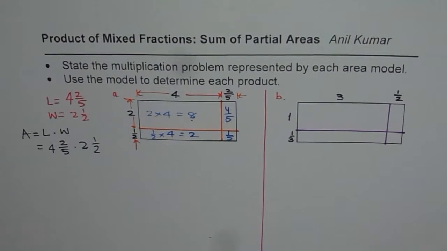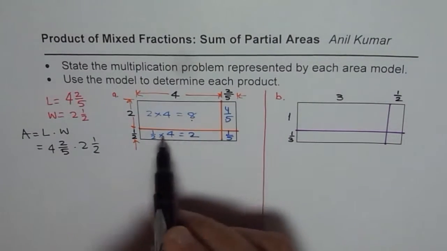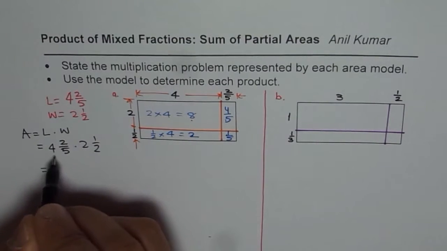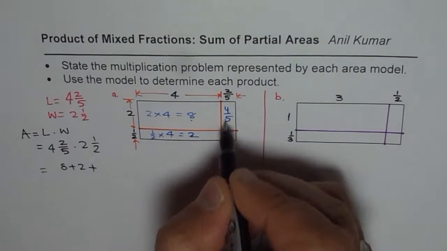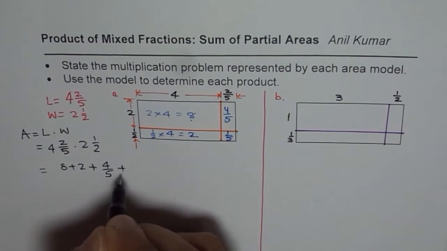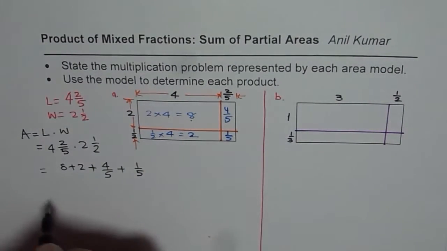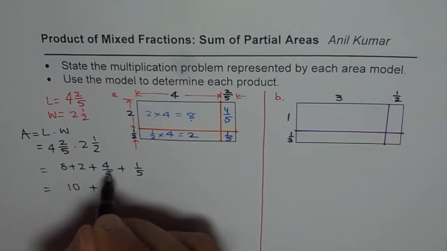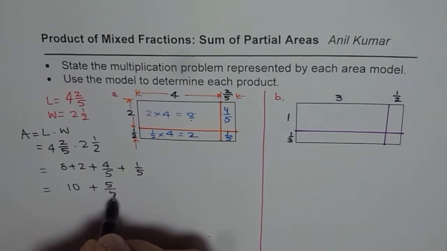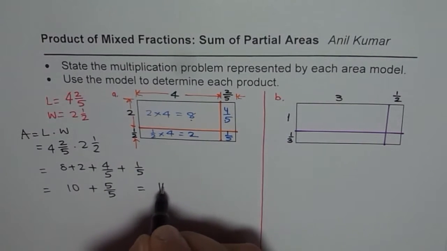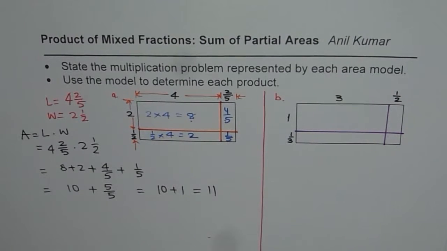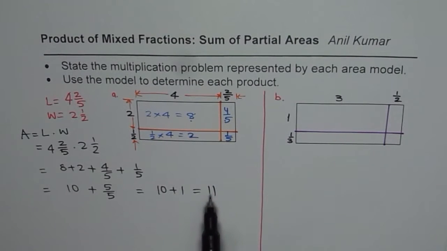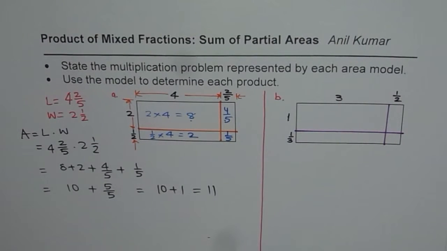And now we can add them up, that is the sum of partial areas, to get the complete area. So we can write this as 8 plus 2 plus 4 over 5 plus 1 over 5. And that gives us 8 plus 2 is 10, plus 4 plus 1 is 5, 5 over 5 is 1 whole, right? So we can write this as 10 plus 1 equals 11. So we get 11 units square as the area of the whole rectangle. And that's the strategy we'll learn to multiply mixed fractions.